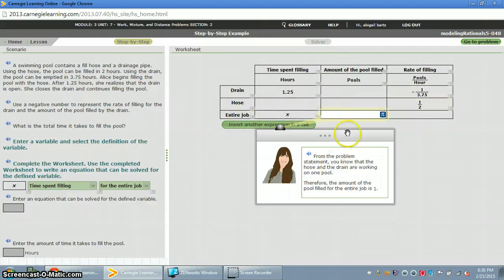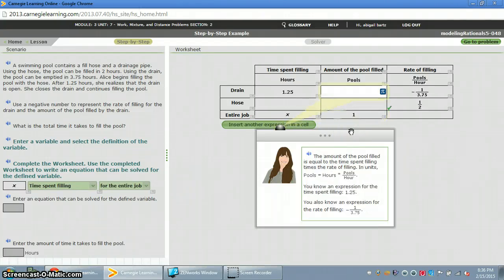The entire job, how much pool are you going to fill in the entire job? Well, you're going to do 1 pool. And now it starts to do your algebra. And if you read again what she's showing you here, this is going to help you as you do the problems in the next section.